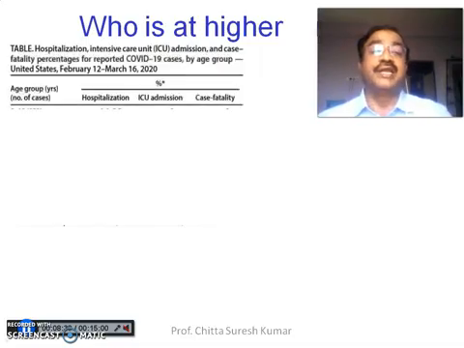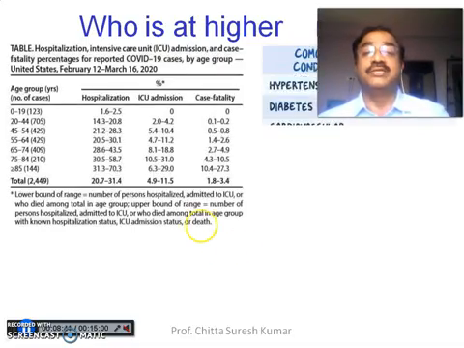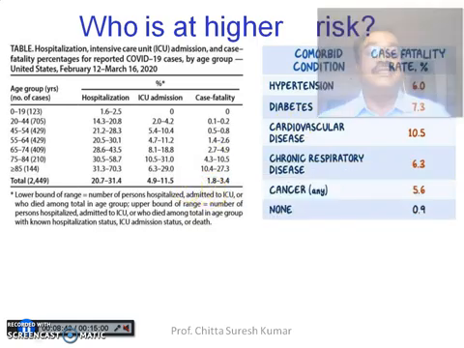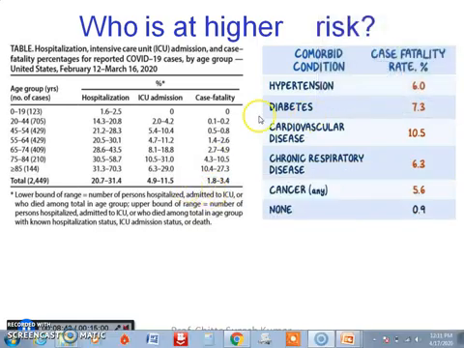And then who is at higher risk? Very important. Who is at higher risk? If you look into this, in the age groups up to 44 and 54, only 14 to 20% get hospitalized. And then if you look at the disease conditions, mostly cardiovascular disease, diabetes, hypertension, and chronic diseases are at high risk.